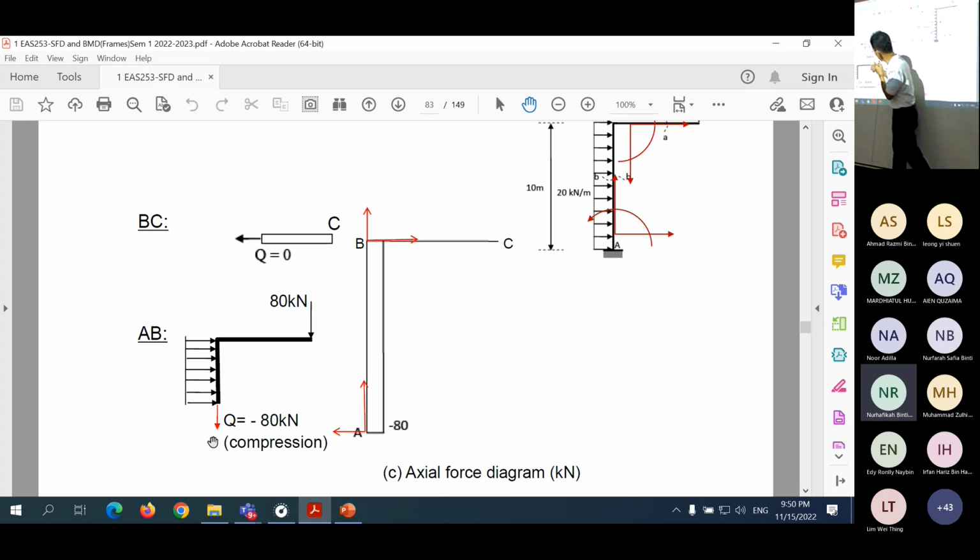Q is only affected by this. This one is in the direction perpendicular to Q, so it does not affect Q. This one affects the shear and bending moment, but this one does not affect Q. Q is only affected by this. So Q becomes negative, which means that the member is in compression.